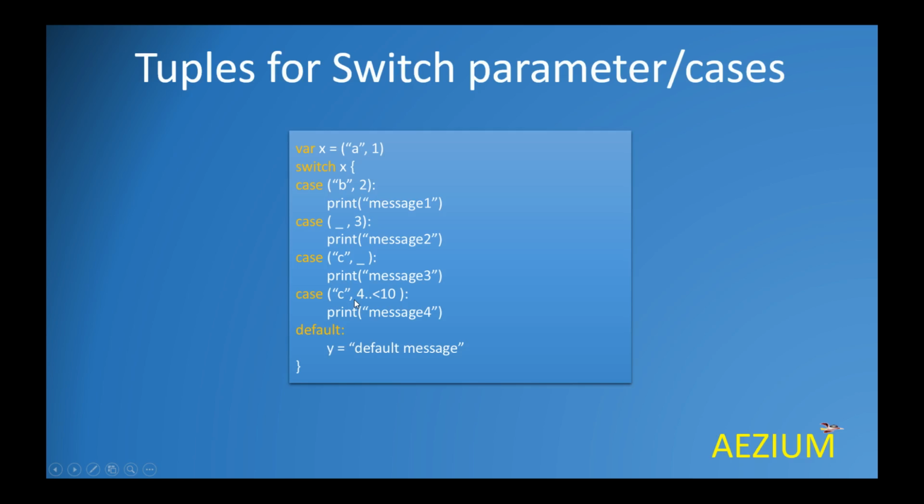The fourth case here is saying that as long as the first element of x is C and its second element falls in the range 4 to 9, this is the code that we run. Otherwise, we run the code within the body of the default case.